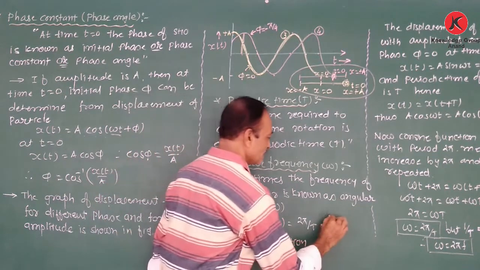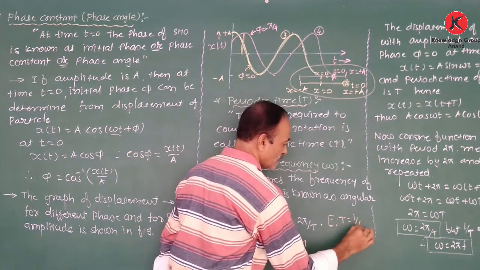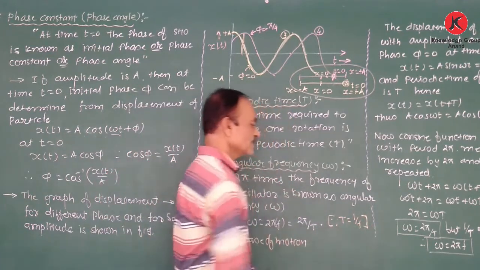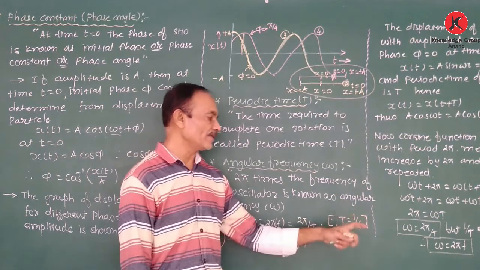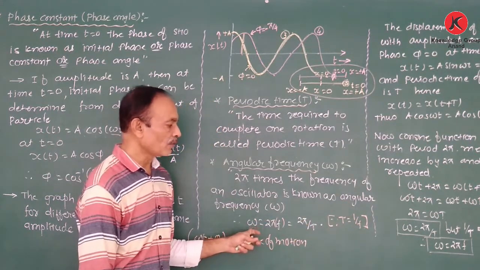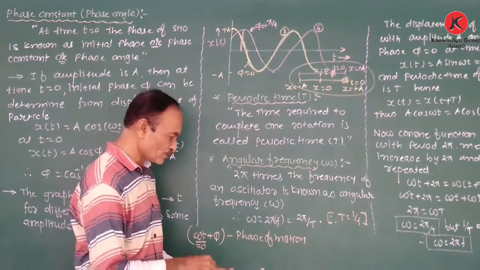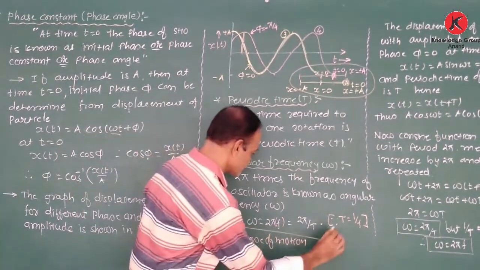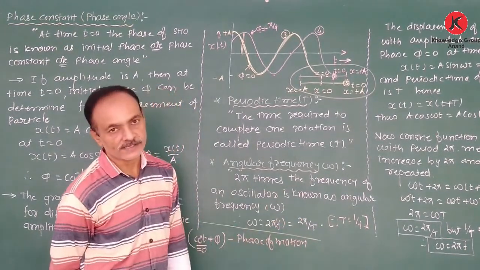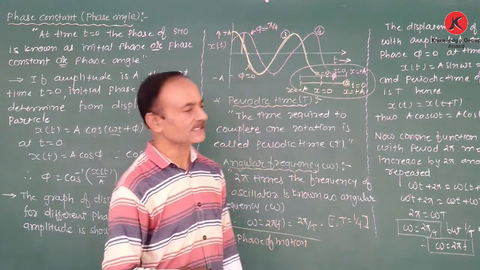But we know that the frequency and periodic time are reciprocal to each other. Therefore, T is equal to 1 upon f, or f is equal to 1 upon T. Here we substitute. Therefore, omega is equal to 2 pi upon T. Now, we are interested in obtaining this equation, omega is equal to 2 pi upon T. That means after one rotation, what is the angular frequency?